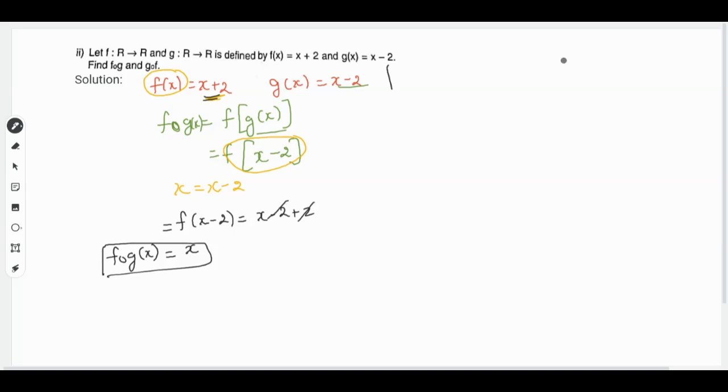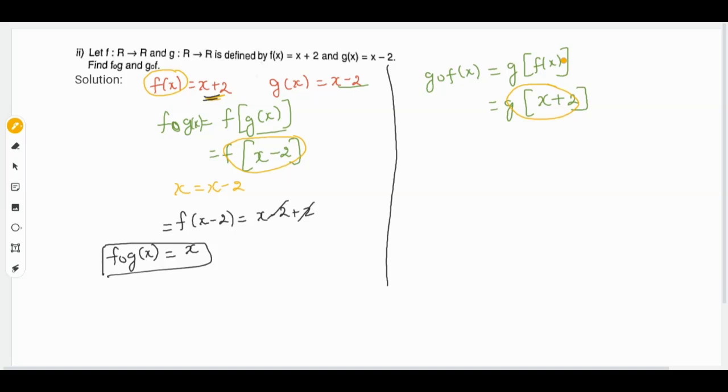Then go for g o f. So what will be g o f? g o f of x means g of bracket f of x. So g of f of x is x plus 2. Now comparing this value with the given formula, we have g of x is equal to x plus 2.